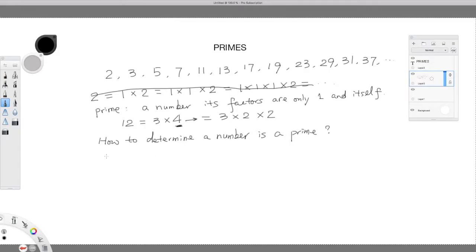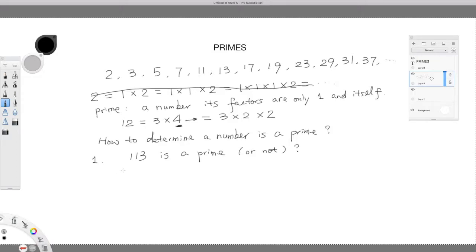So let's see the first problem. Problem number 1. To check if 113 is a prime or not. How are we going to do it? So we're going to check if 113 has any other factors other than 1 and itself, right?